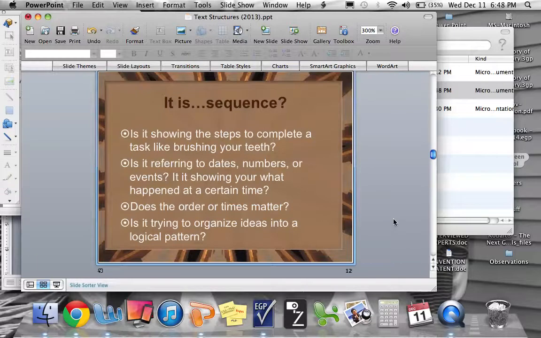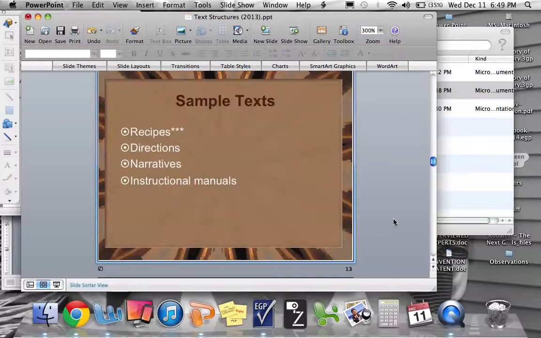So ask yourself, is it sequence? Is it showing steps in order to complete a task? Is it referring to dates, numbers, and events? And is it important that the time or order matters? And is it a logical order that is trying to be organized? Recipes, directions, narratives, instructional manuals are all examples of real-life text that use this type of text structure.